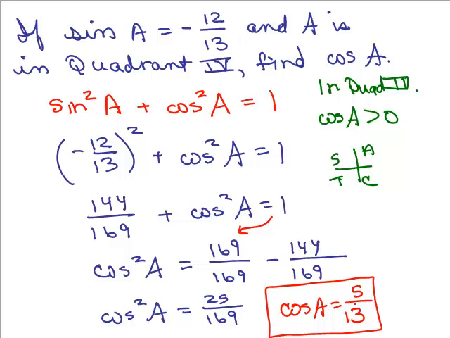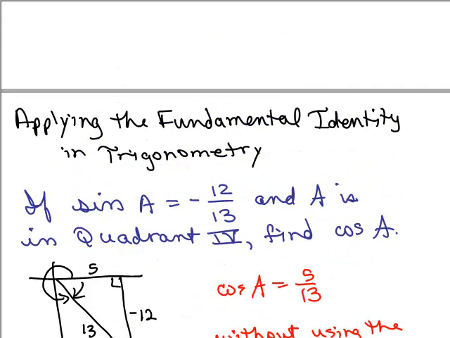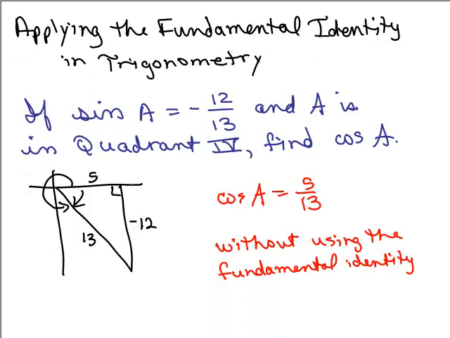There's only one solution here for the cosine of A when A is in quadrant 4 and the sine is negative 12/13. And if you recall, that's how I did it by drawing a picture right here. I drew a picture and I figured out that the cosine of A was 5/13. Personally, it's easier for me to draw a picture, but it's nice to be able to do it more than one way.